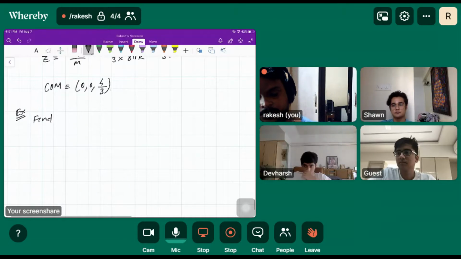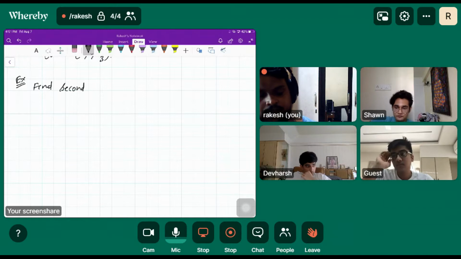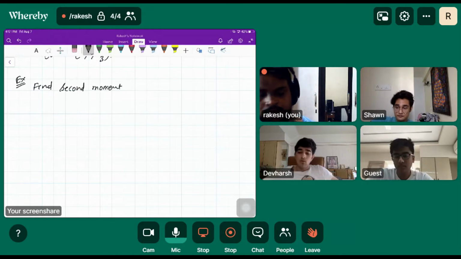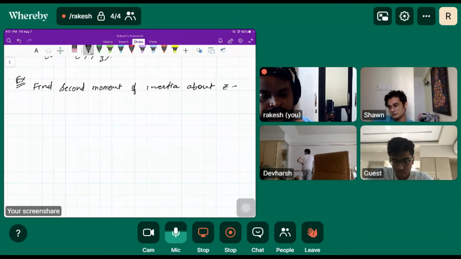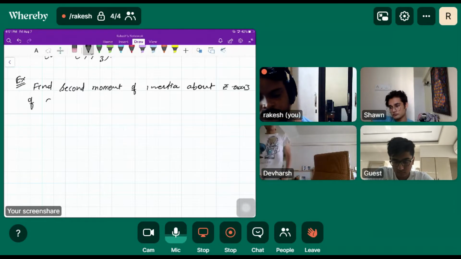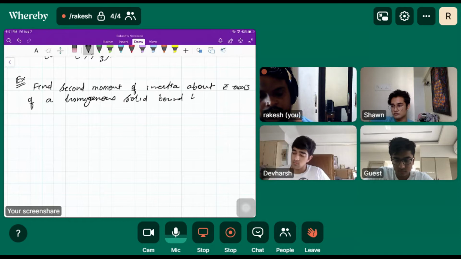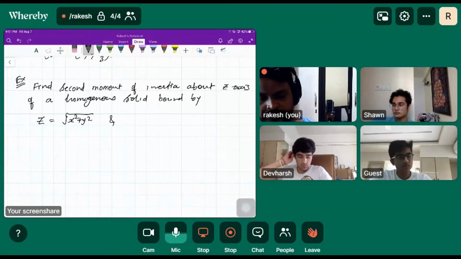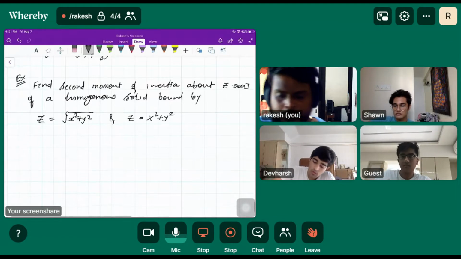Find the second moment of inertia about z-axis of a homogeneous solid bounded by z is equal to root x square plus y square, and z is equal to x square plus y square.